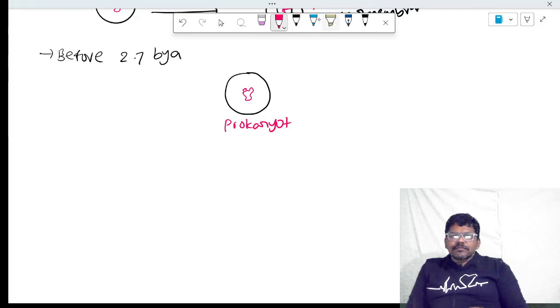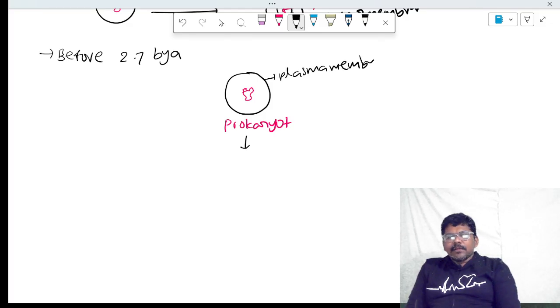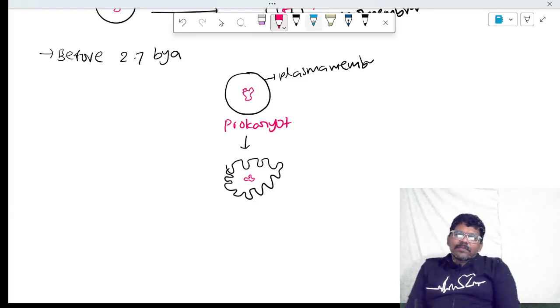These prokaryotes have less surface area. Hence, the plasma membrane surrounding the cell forms foldings. These are the foldings to increase the surface area. If it wants to take in more food, the surface area should be more, so it increases its surface area. Apart from that, what happened?